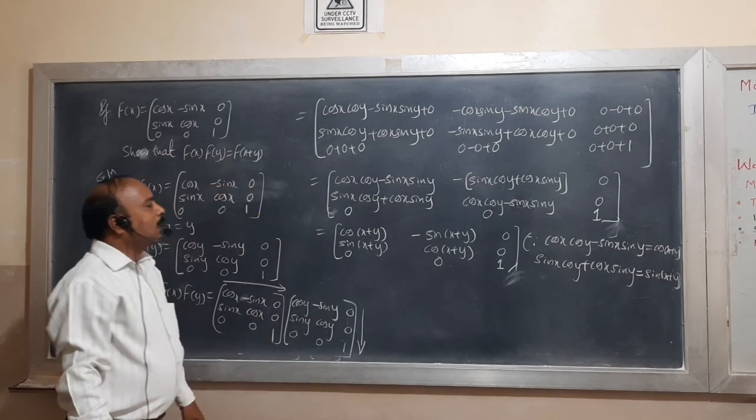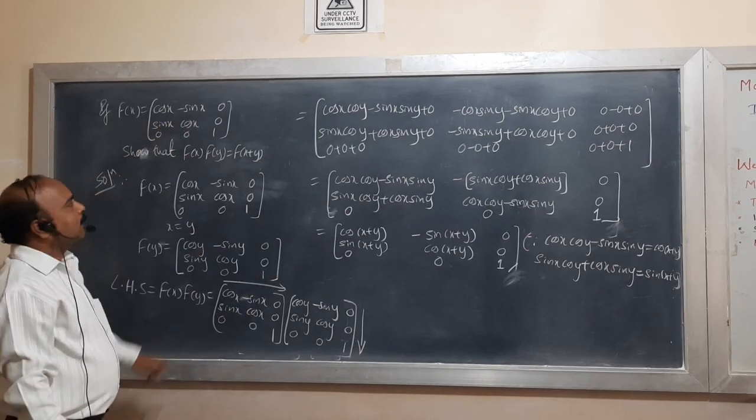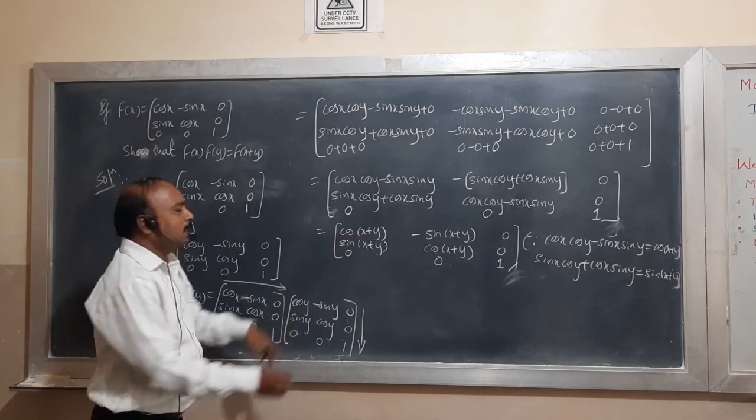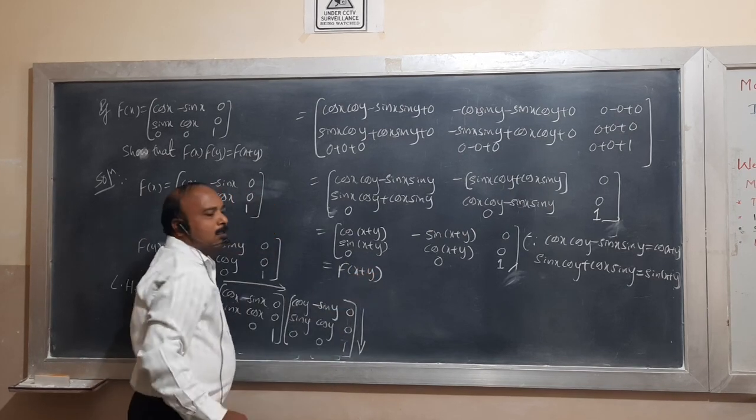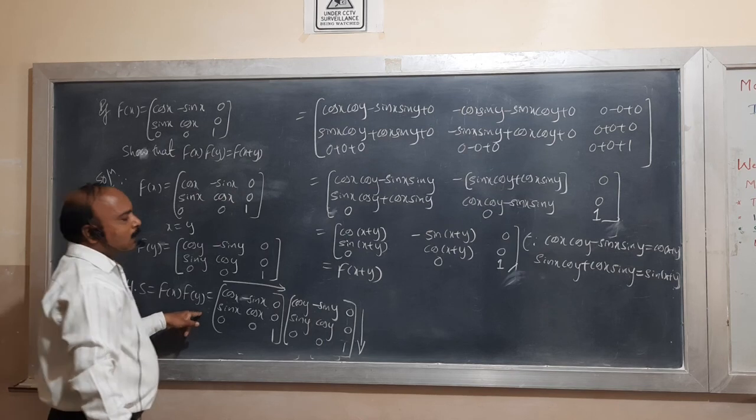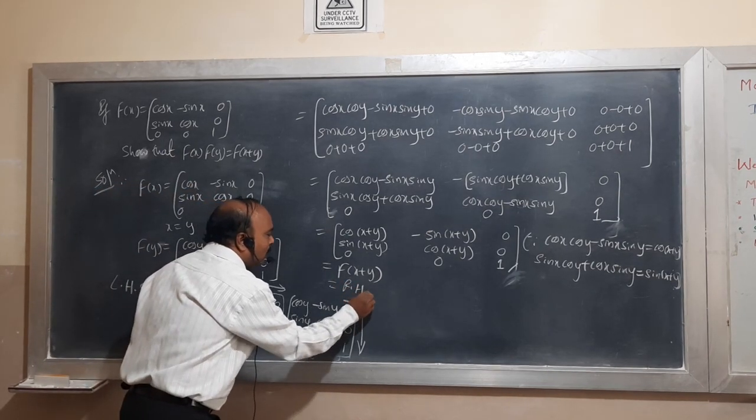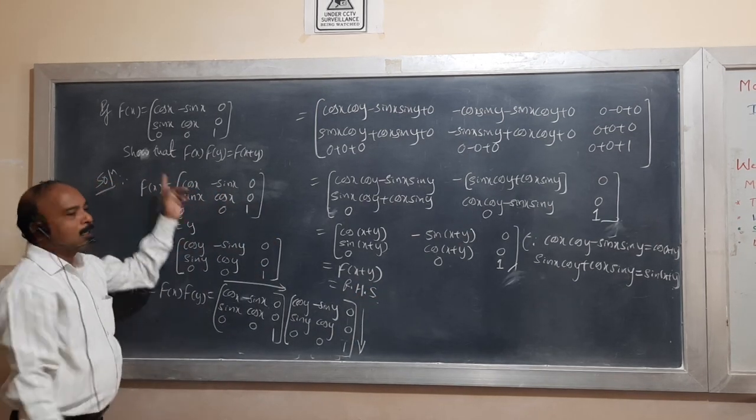That means we clearly observe that x is changed to x plus y. If it is x, it is nothing but f of x. If it is x plus y, the answer is f of x plus y. Now the left hand side you have taken as f of x into f of y. Now it is proved as f of x plus y. It is equal to RHS. Therefore you proved LHS equal to RHS.